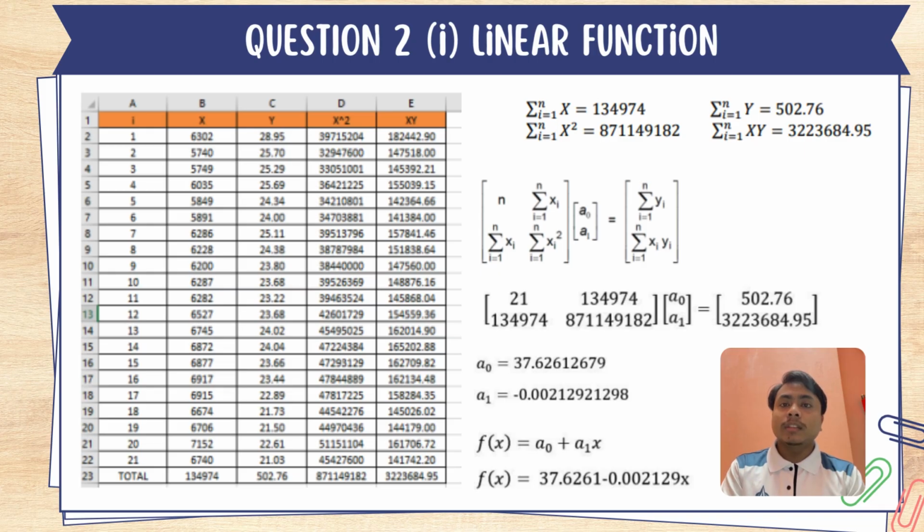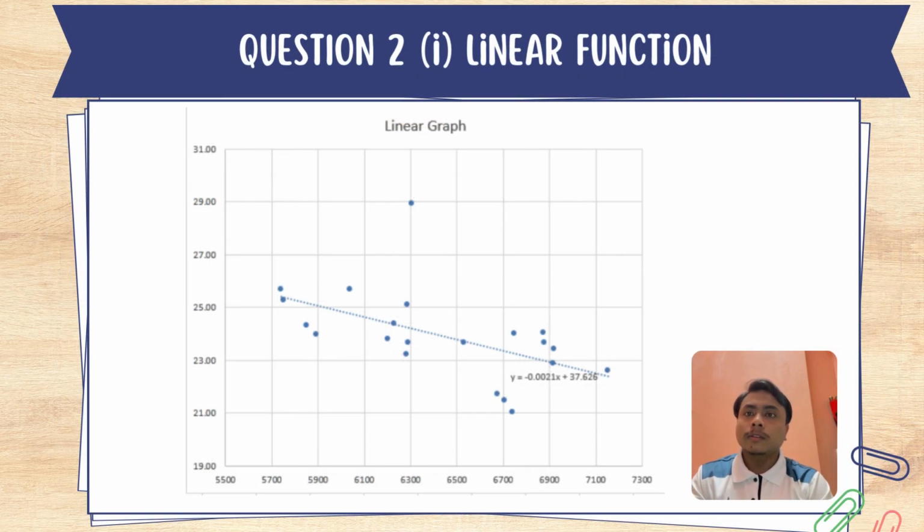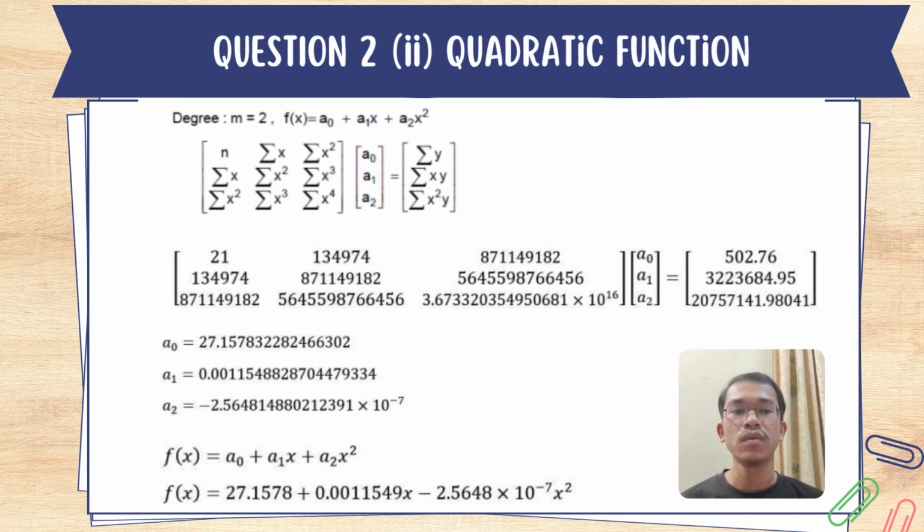Let's take a look at the graph. From the graph, this function is plotted together with the observed data points to illustrate the overall trend. The graph shows a negative linear relationship indicating that as the number of road deaths increases, the road safety index tends to decrease. Next, I will explain how the quadratic least square approximation is obtained.